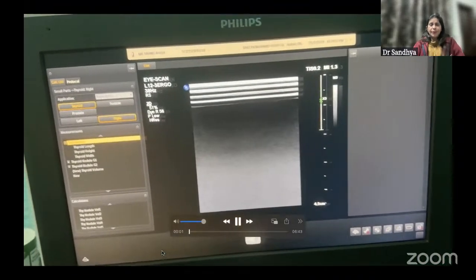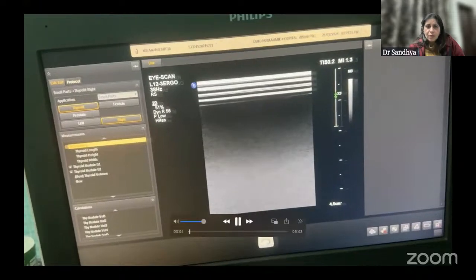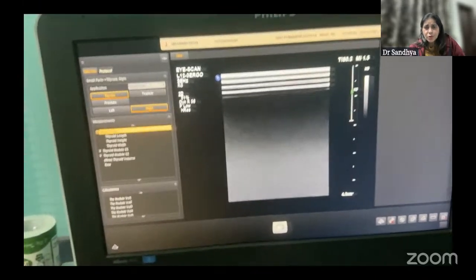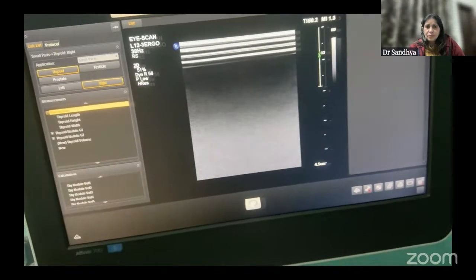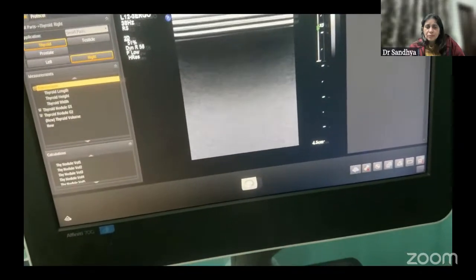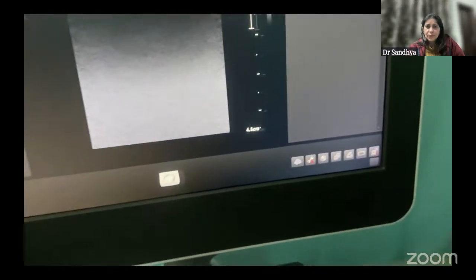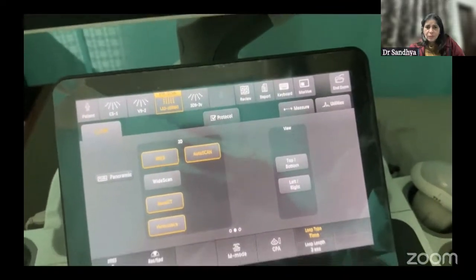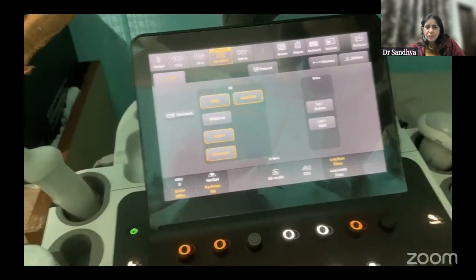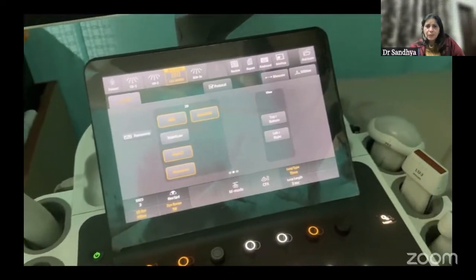So we'll be starting with the ultrasound. So B scan. This is the ultrasound machine. This is a general machine which radiologists use for their ultrasound. So this is the screen, and these are the various modes. It has all the modes that general radiologists use for ultrasound.